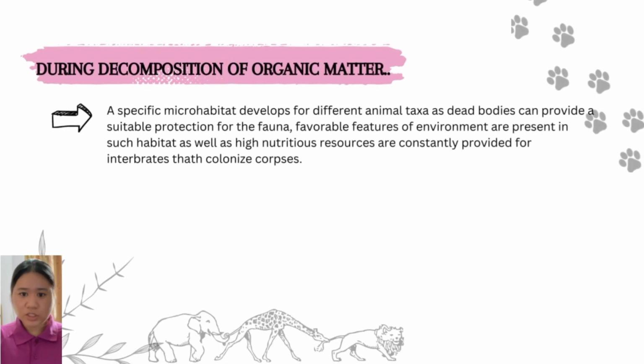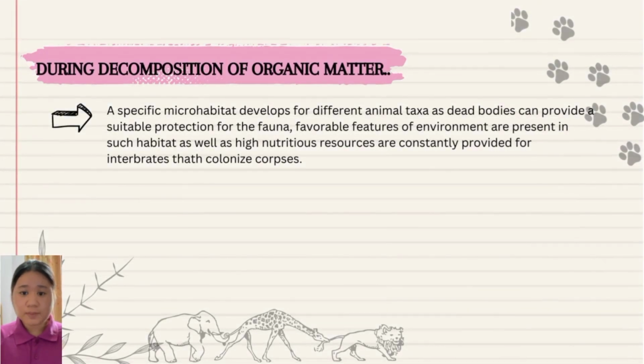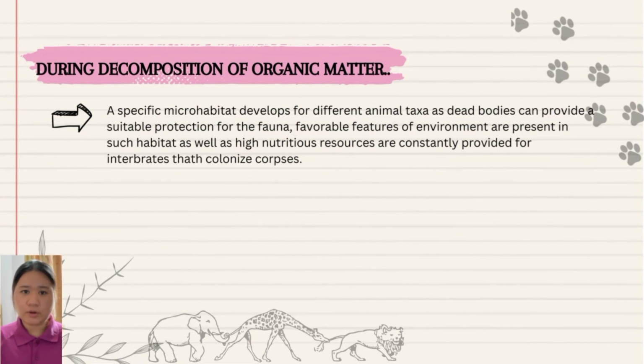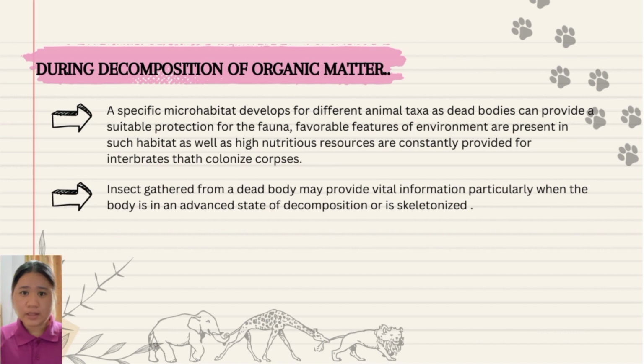During the decomposition of organic matter, a specific microhabitat develops for different animal taxa, as dead bodies can provide suitable protection for the fauna. Favorable features of the environment are present in such a habitat, as well as highly nutritious resources that are constantly provided for invertebrates that colonize corpses. Insects gathered from dead bodies may provide vital information, particularly when the body is in an advanced state of decomposition or is skeletonized.